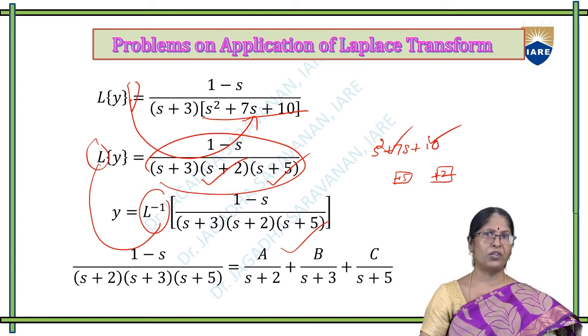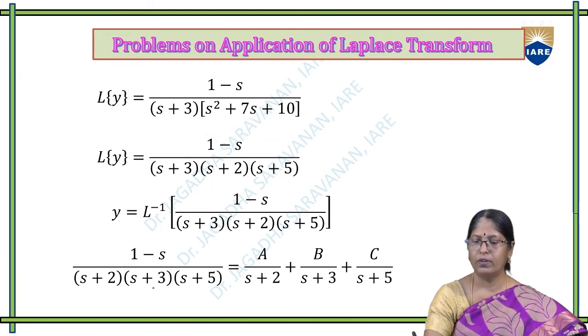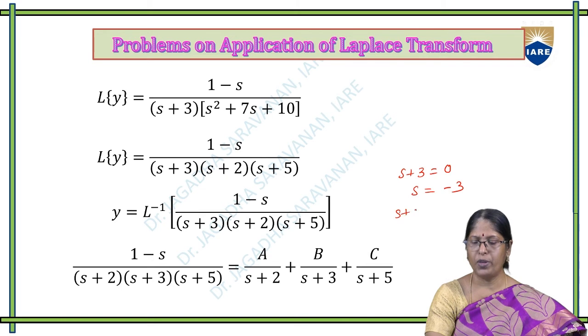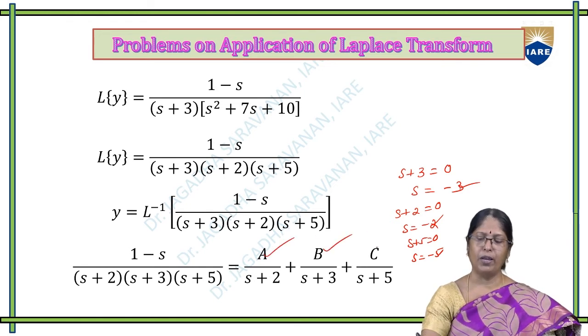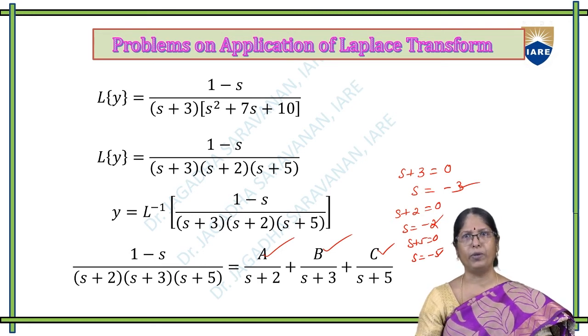So according to our partial fraction, now s plus 3 equal to 0 gives s equal to minus 3. S plus 2 equal to 0 gives s equal to minus 2. S plus 5 equal to 0 gives s equal to minus 5. All are real numbers. So we take A by, B by, C by. If it continues, we will be writing D, E.